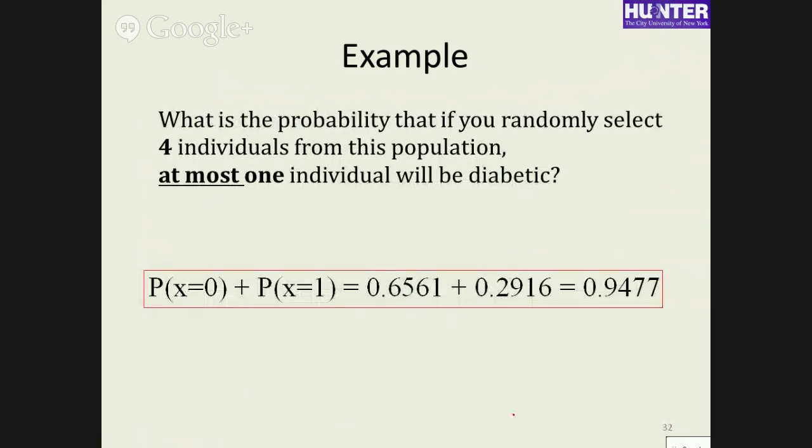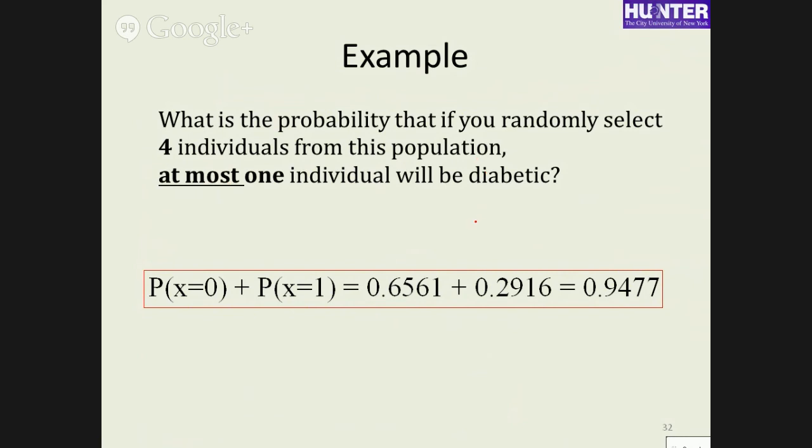This is just to point out that because these events are independent, we only use the binomial distribution for independent events. We can just add probabilities. So this looks a lot like the grandparents question, doesn't it? For four individuals, what's the probability that at most one would be diabetic?